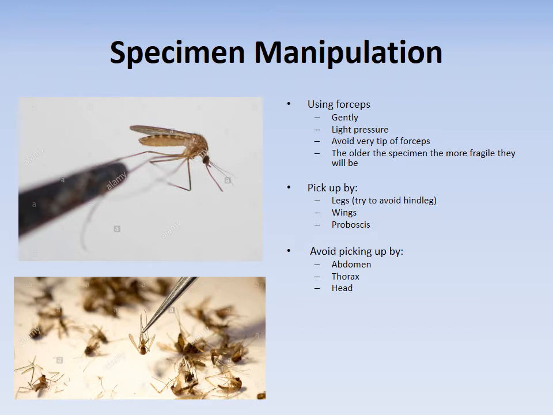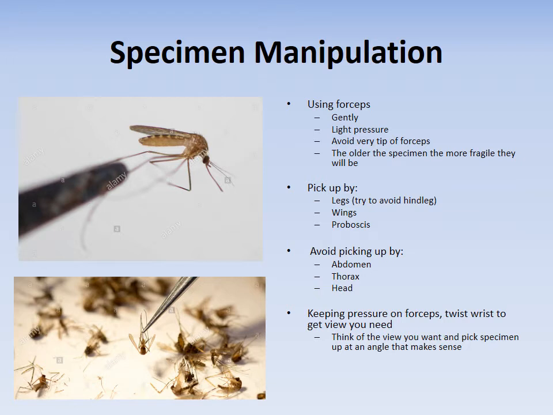You want to avoid picking it up by the abdomen, the thorax, or the head. So these big, thick portions of the mosquito. Because when you're picking them up, you're likely to squeeze those soft body parts, and then that is really going to disfigure your specimen.